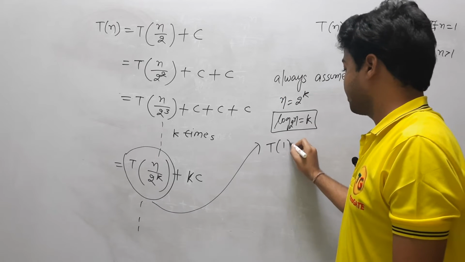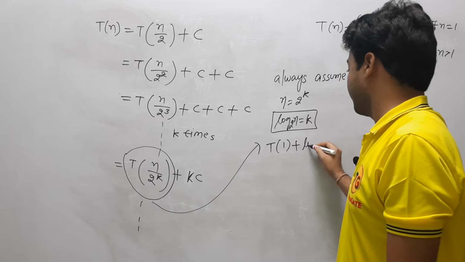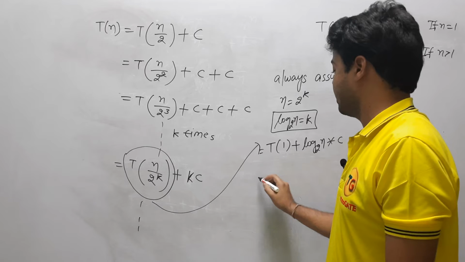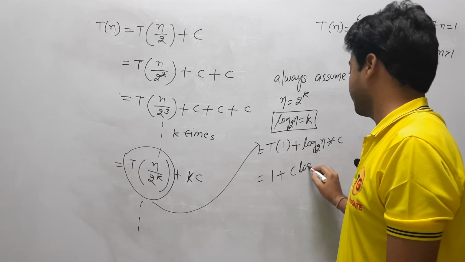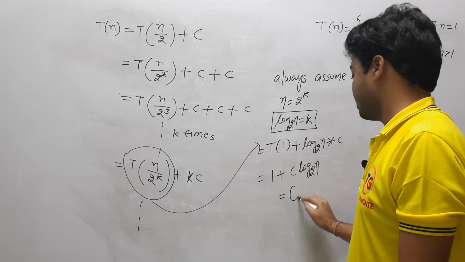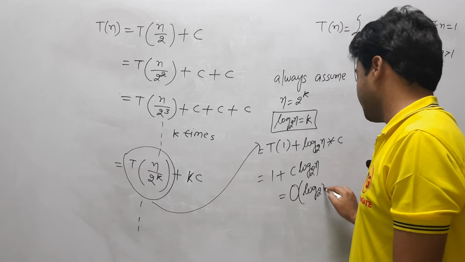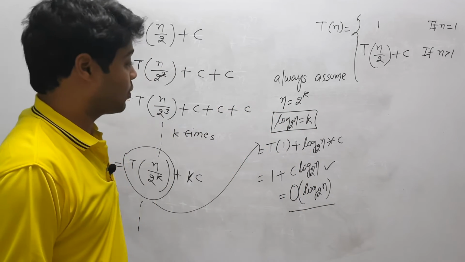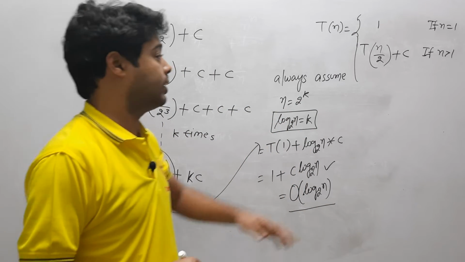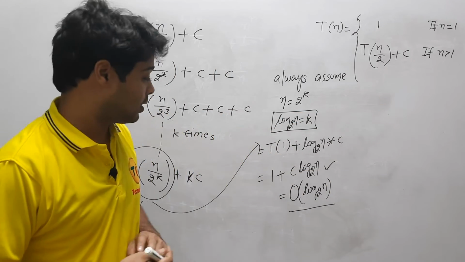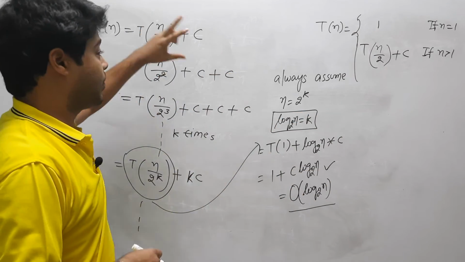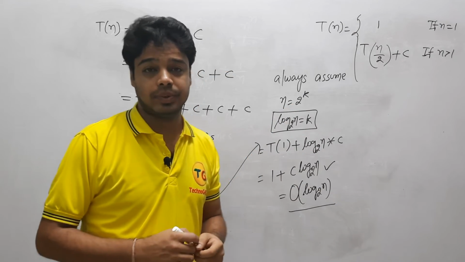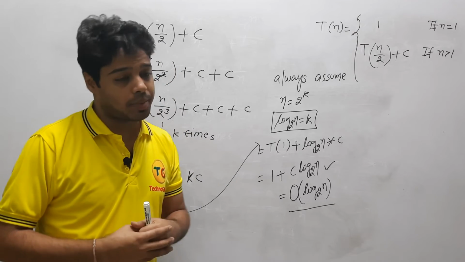So T of 1 plus k c, where k is log n. T of 1 is 1, so 1 plus c times log n. So it is an upper bound on order of log n. Constants never matter, so the time complexity of binary search is log n. If we see division in the recurrence relation, this is the way to solve it. Let's take another problem with division.